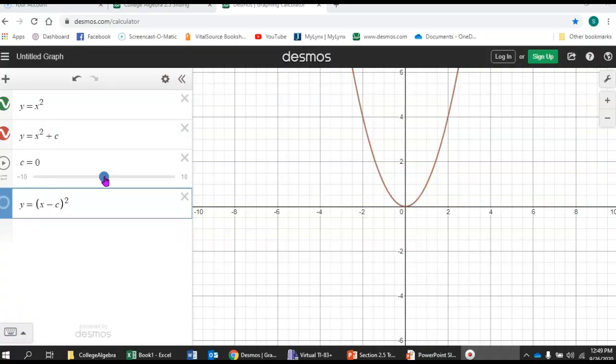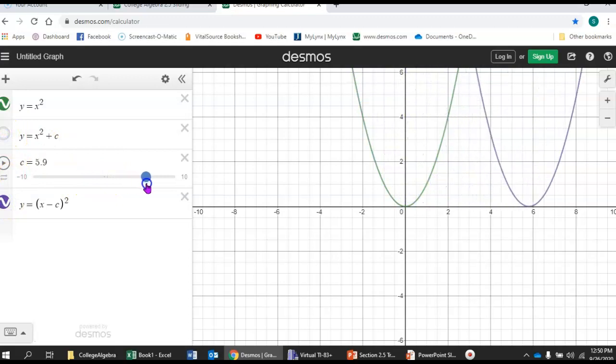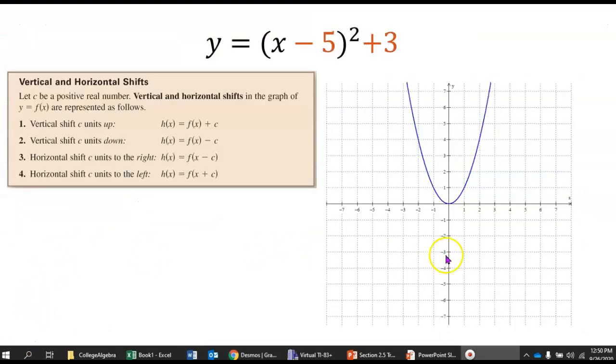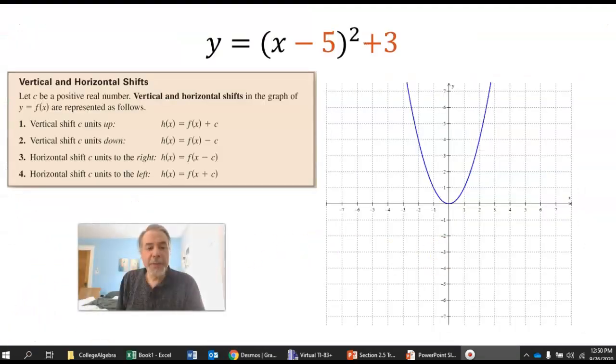The shape stays exactly the same. We're just shifting everything up or down by that many spaces, or right or left that many spaces. And we can combine both kinds of shifting in the same graph.